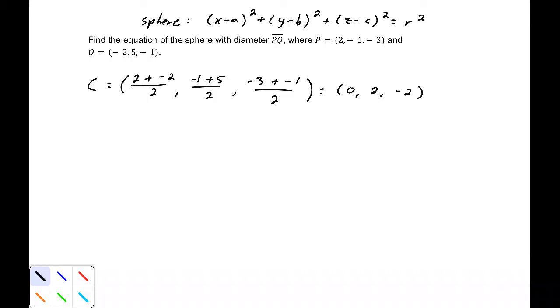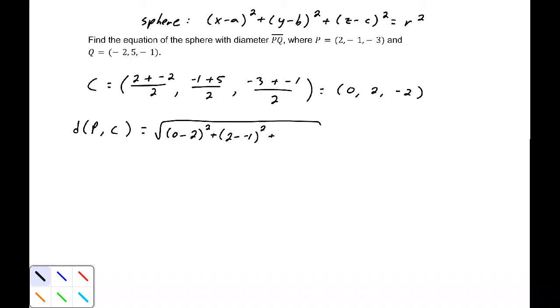All right, so let's see. The distance from P to C, I'll just notate it that way, d(P, C), will be equal to the square root of (0 - 2)^2 + (2 - (-1))^2 + (-2 - (-3))^2.